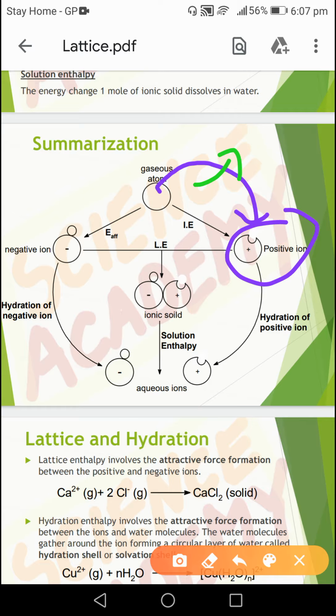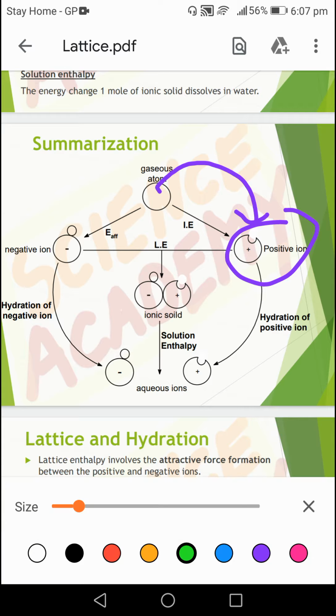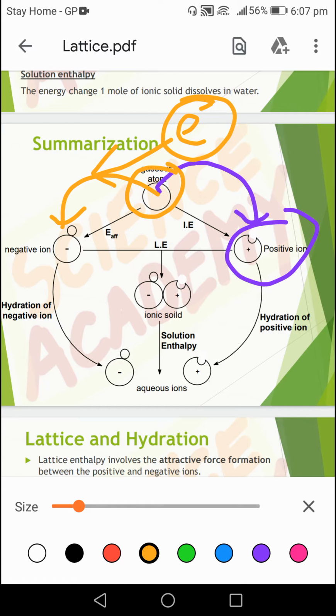Now the opposite term is the electron affinity. So look, from gaseous atoms here we have got a negative ion. Alright, so negative ion means this gaseous atom must have gained electrons. Okay, so the amount of energy change when a gaseous atom gains an electron, we call it electron affinity.